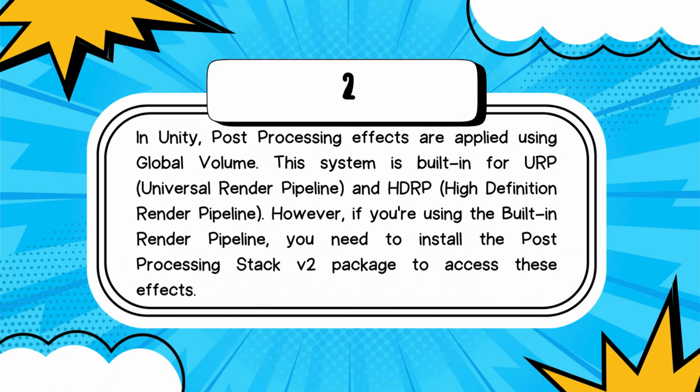In Unity, post-processing effects are applied using global volume. This system is built-in for URP (Universal Render Pipeline) and HDRP (High Definition Render Pipeline). However, if you're using the built-in render pipeline, you need to install the Post Processing Stack V2 package to access these effects.